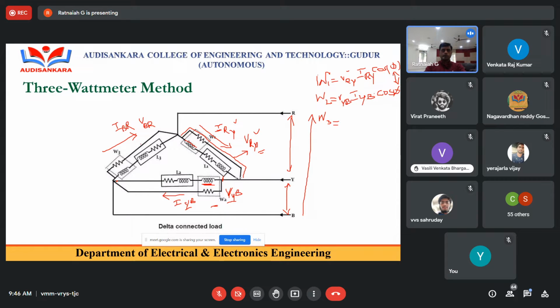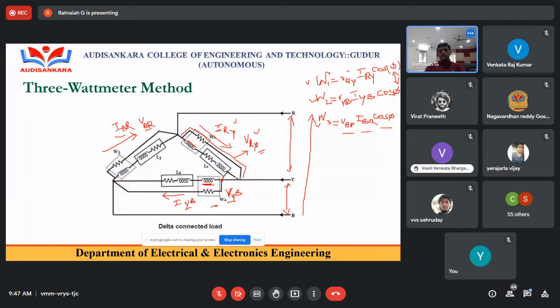So what is the W3 reading? So voltage VBR, current is IBR. Therefore, I can take this as the next wattmeter reading, VBR into IBR into cos phi again. So we are having W1, W2, W3, three wattmeter readings: VRY, IRY into cos phi; VYB, IYB into cos phi; VBR, IBR into cos phi, where cos phi is the phase angle, that's the power factor of the load, per phase load.